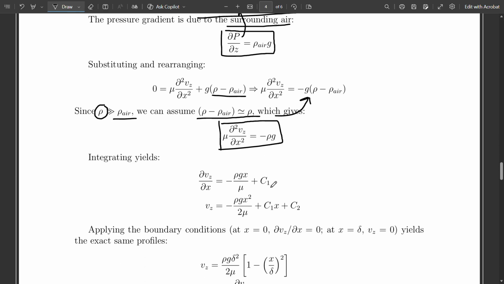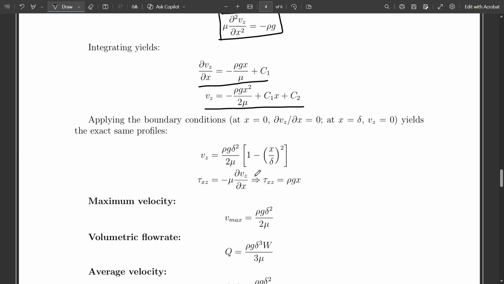Integrating this once yields this equation. Integrating again, we get this equation. Now applying the boundary conditions: at x equal to 0, ∂Vz/∂x is equal to 0, which gives us C1 equal to 0, so this term cancels. Then applying x equal to delta and Vz equal to 0, we get the value of C2. Substituting that value of C2 in this equation, we get the velocity profile.